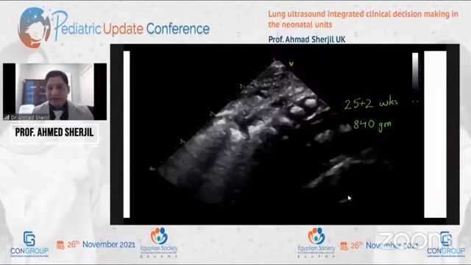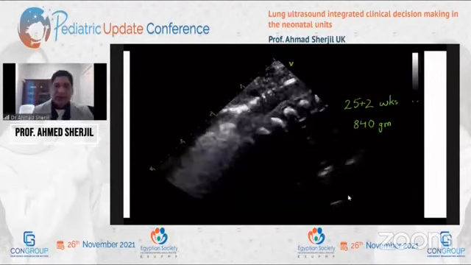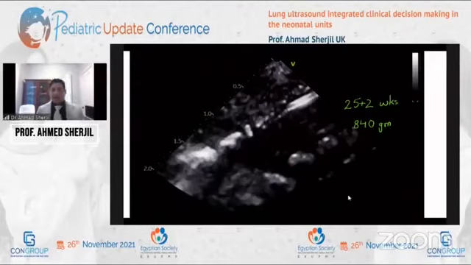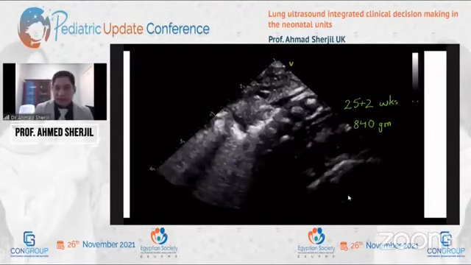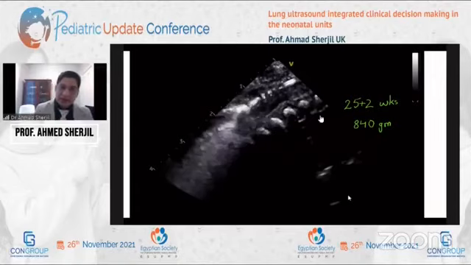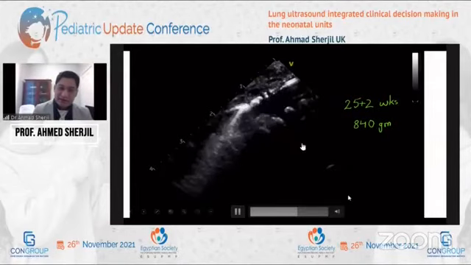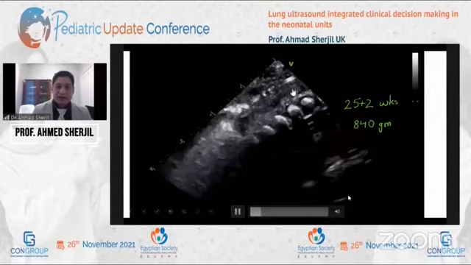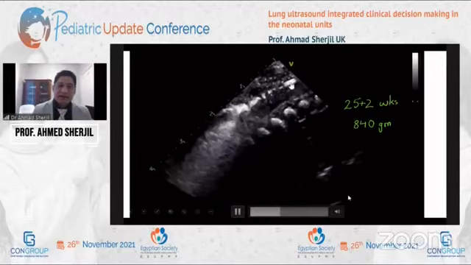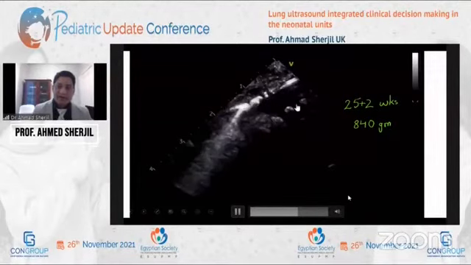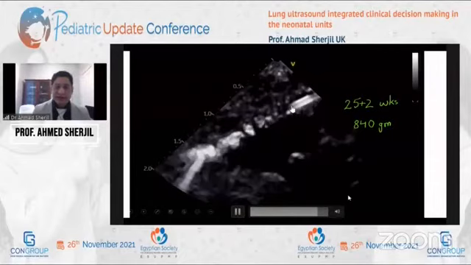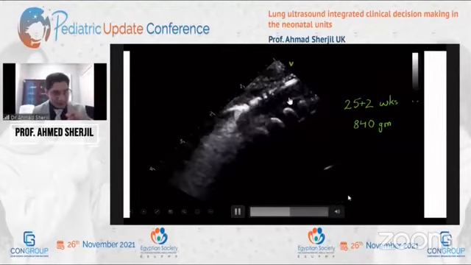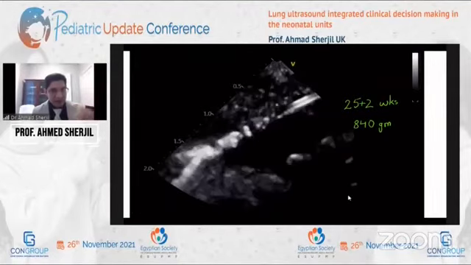So this is a 25 plus 2-week baby, 840 grams. He had a tube in, and it's always a problem stabilizing the tube. So here, let's identify a few structures. These big ones are the spine and tracheal rings, and these two parallel lines, which you can now very clearly see. And you're seeing that despite all the movement, they're pretty stable inside the trachea. They're not popping in and out.